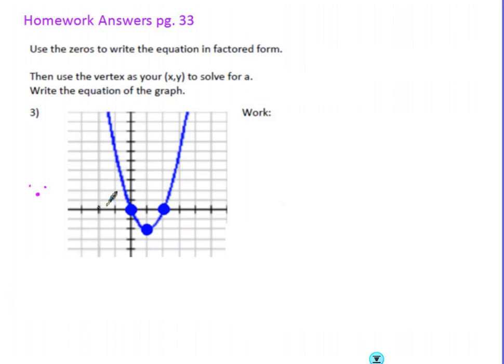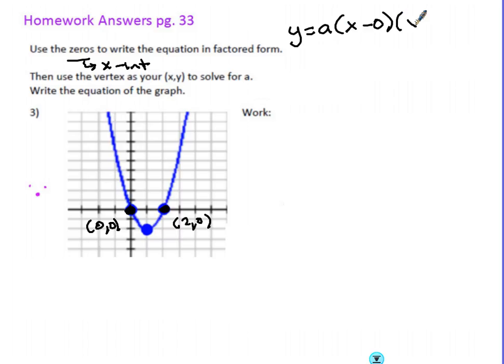On this page, you were given instructions that helped you find the equation if you were struggling to start off. The first part says use the zeros to write the equation in factored form. Zeros also mean x-intercepts. In this case, we had two x-intercepts at the point 0, 0 and at the point 2, 0. So we could start writing factored form by saying y is equal to a times x minus 0 times x minus 2.